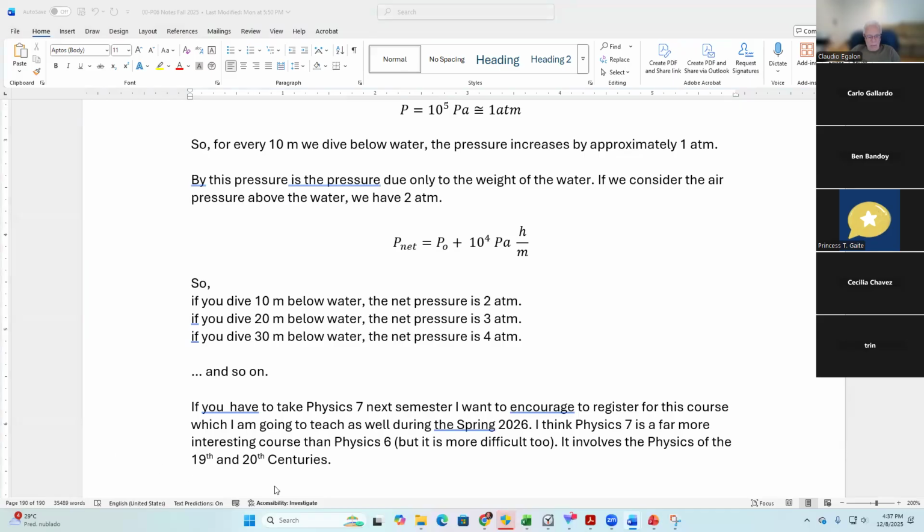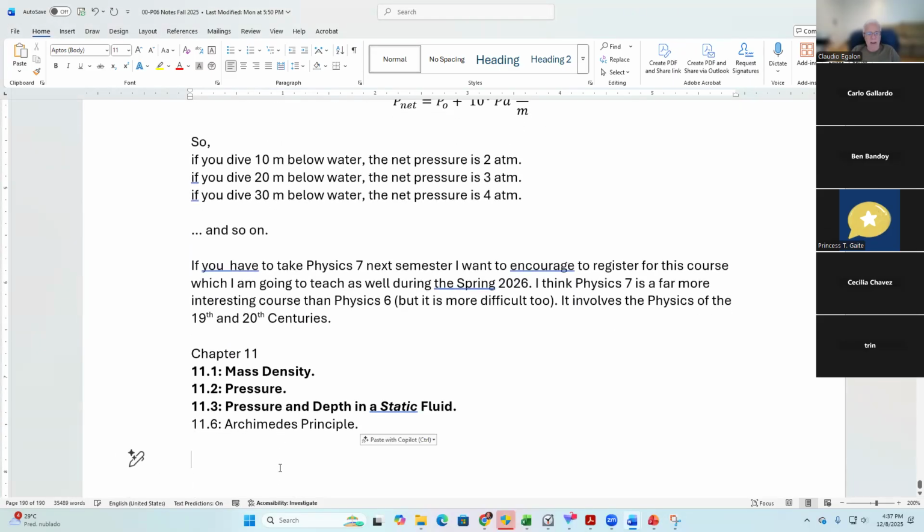Here's what we covered so far in this chapter 11: mass density, pressure and depth in a static fluid. Don't forget, this derivation that we did for pressure was for a static fluid only, a fluid that is not moving, at rest. Okay?